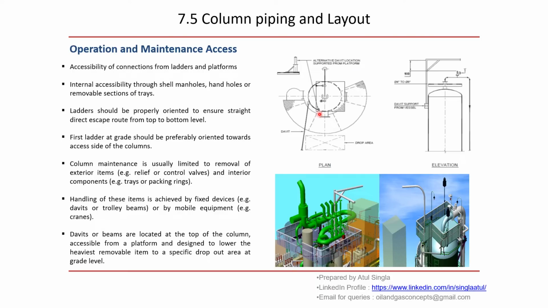Now we are providing a manhole here, and we are providing a platform below that. Why are we providing that platform? So that we can go inside and do the maintenance part inside the column.